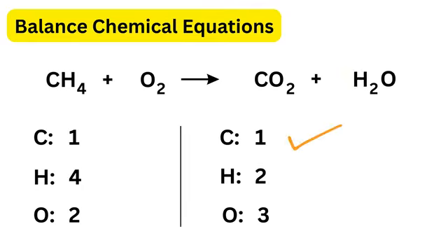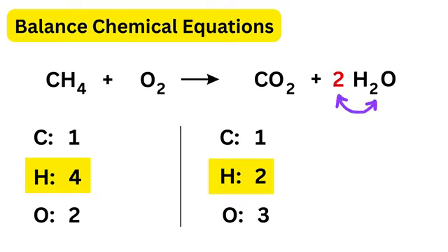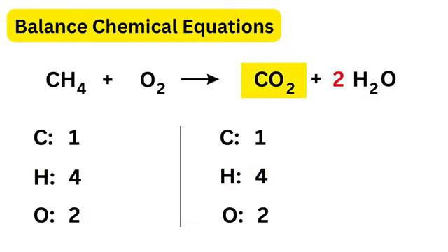Carbon is balanced. Now hydrogen is not balanced. On the left, there are 4 hydrogens, but on the right only 2. To fix this, we will put 2 in front of H2O. Now, the right side has 4 hydrogens, but again, calculate the number of oxygen atoms. It will be 2 from CO2, and 2 from H2O. So we have 4 oxygen atoms, and thus oxygen is not balanced.